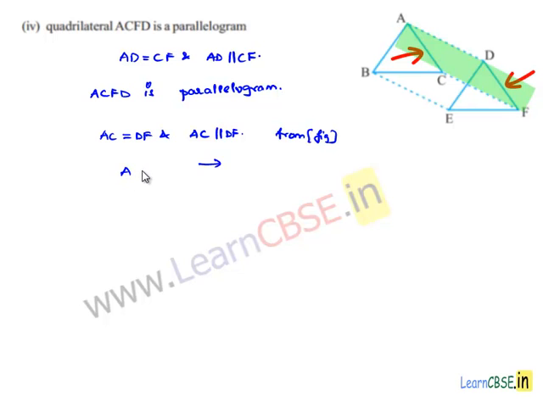Now from this we can say that AC is equal to DF, and this is what our fifth proof required.